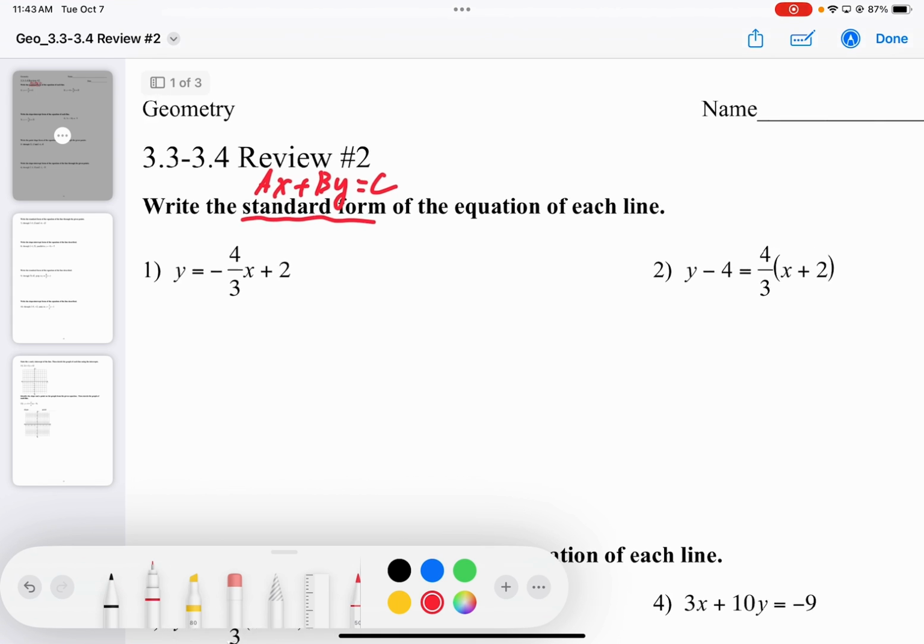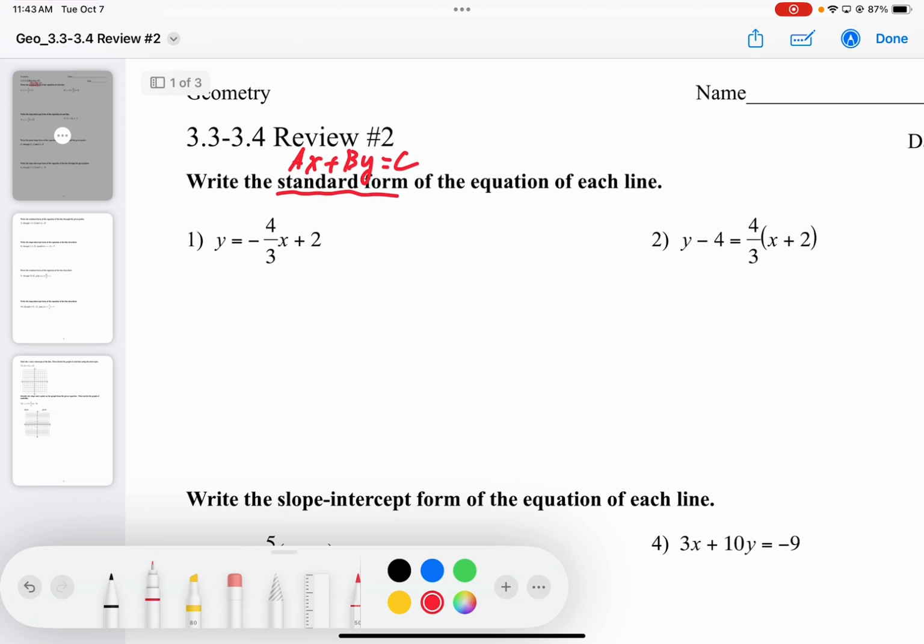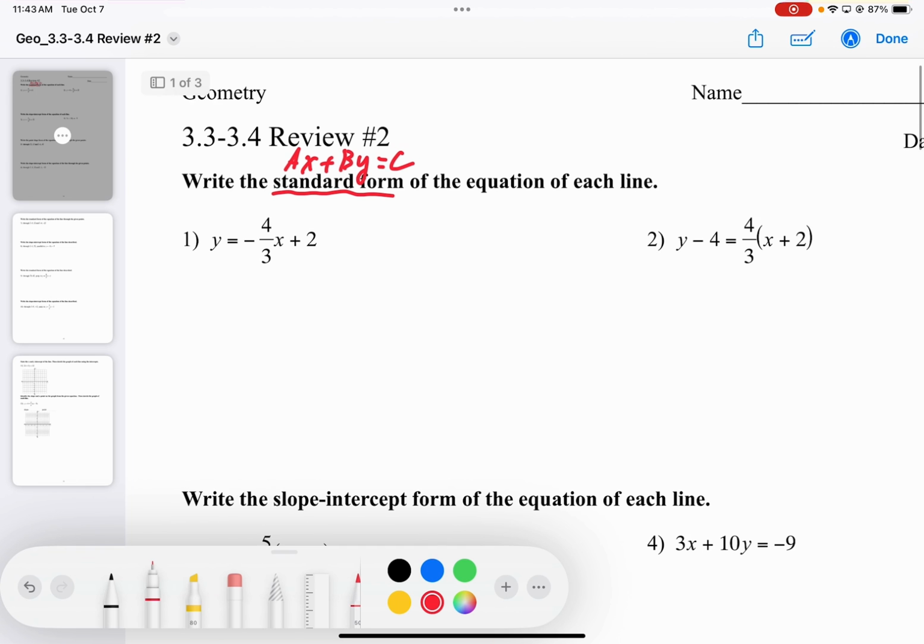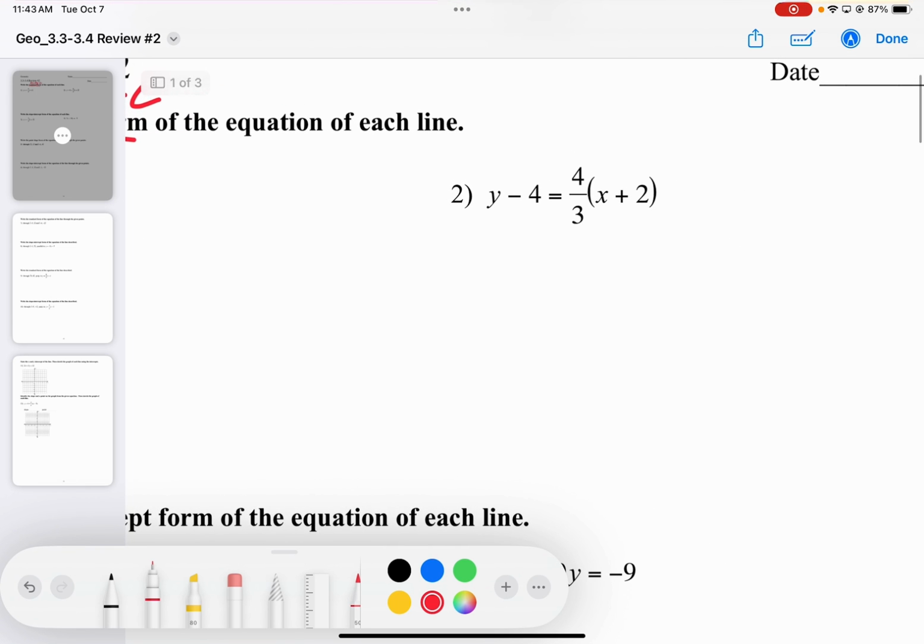Okay. All right. Let's do number 2. We're gonna do number 2 together. Let's save number 1 for you guys. All right. So there's a couple options we have when we're trying to handle number 2. So I have y minus 4 equals 4/3 times x plus 2. Okay. So we can start this problem one of two ways.